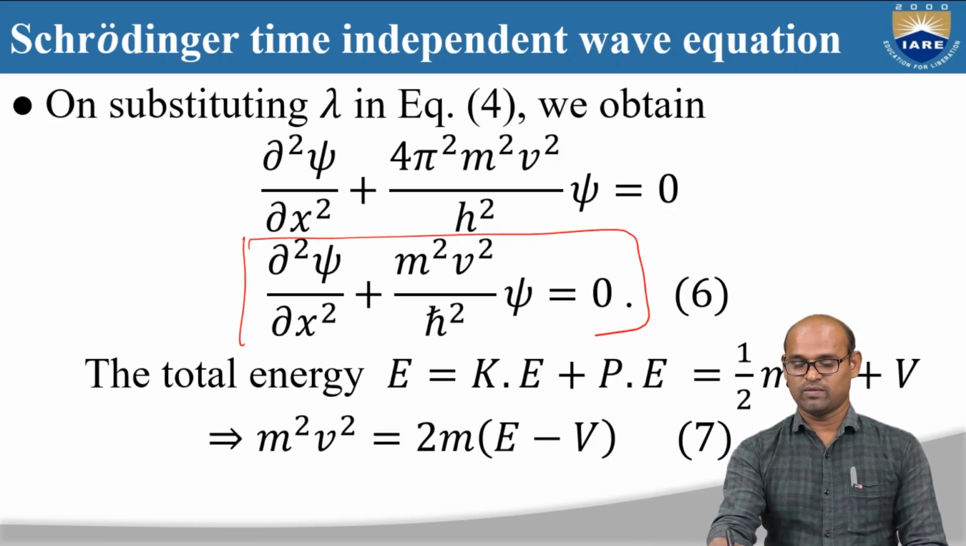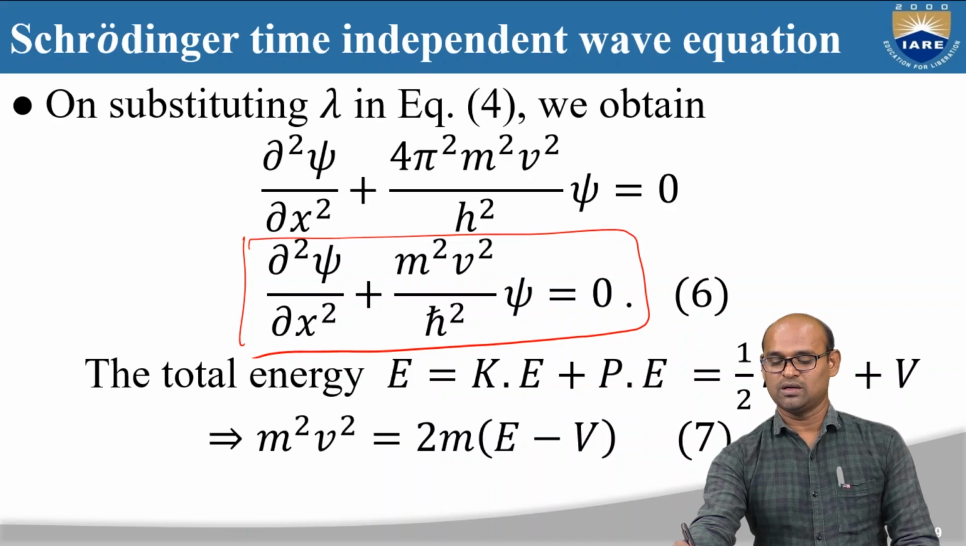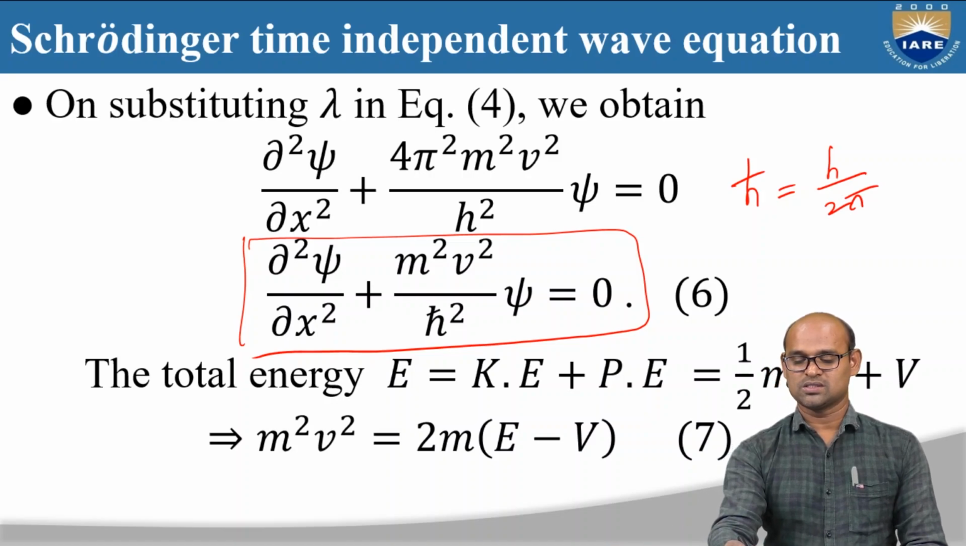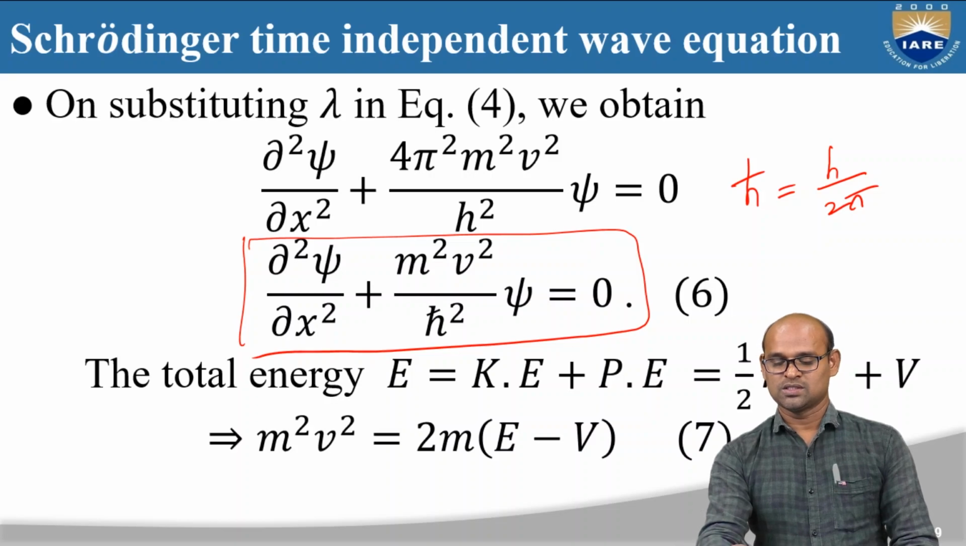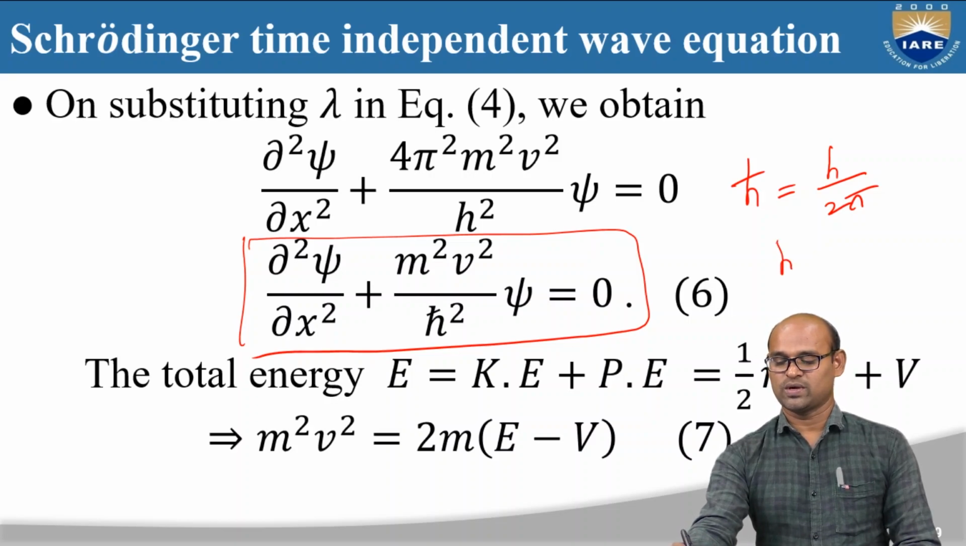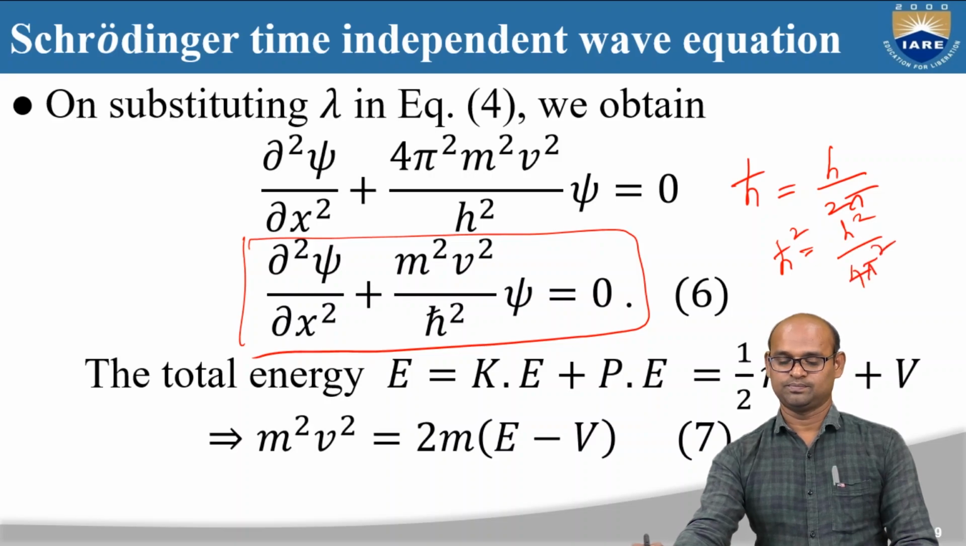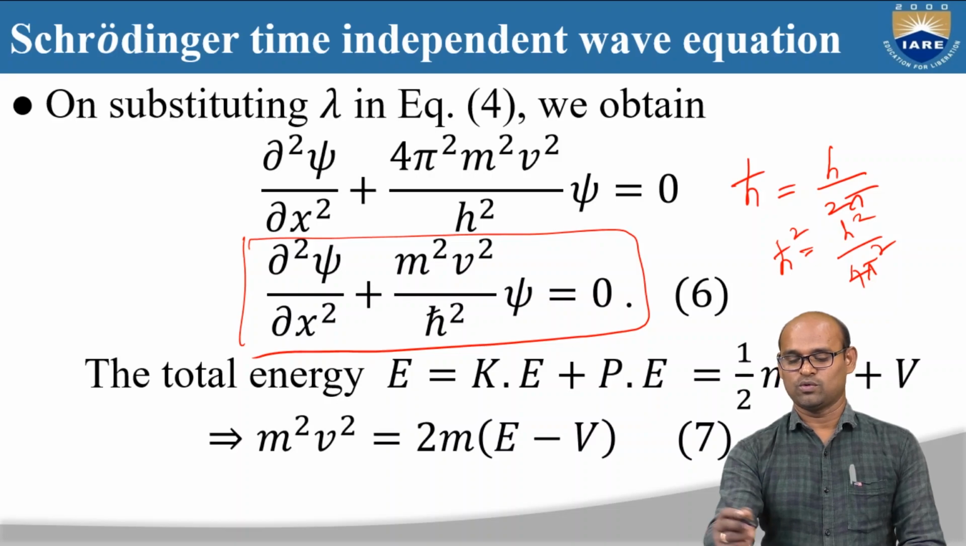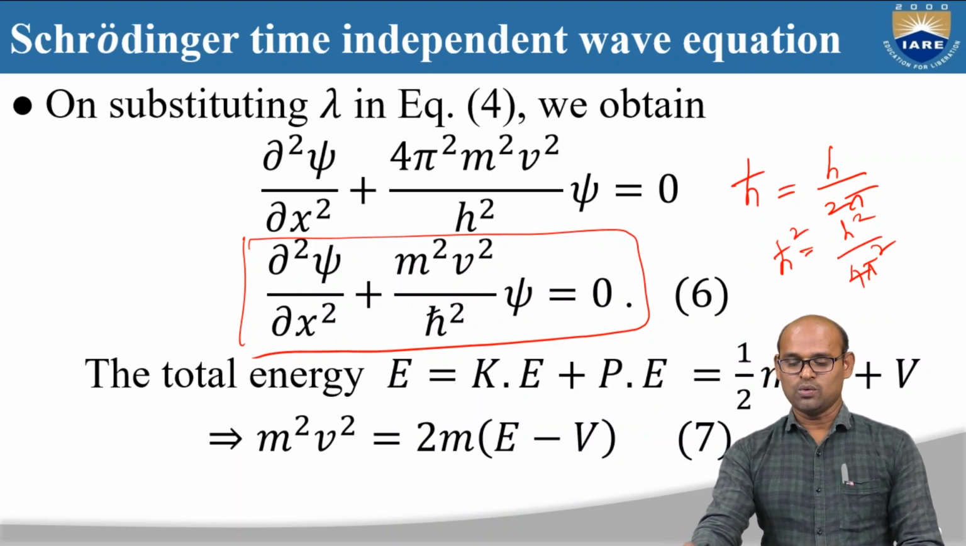In the previous slide we have actually calculated that, but now here I am defining a new variable h cut, which is equal to h by 2 pi. So that is why h square by 4 pi square is removed by substituting h cut square, because h cut square is h square by 4 pi square. Okay, so that is why h cut square is here and h square by 4 pi square is gone. Now I want to get what is m square v square.